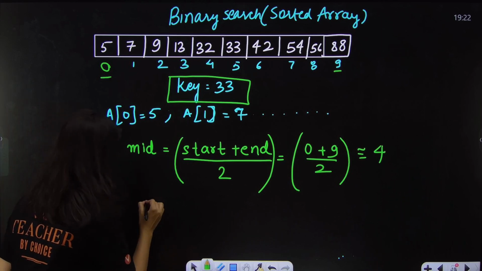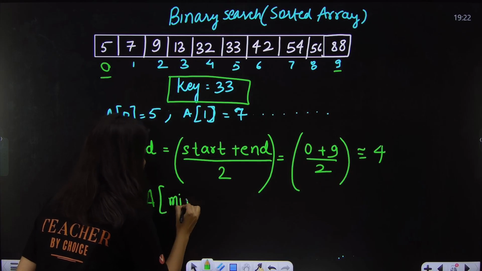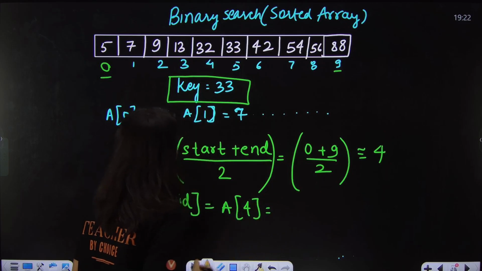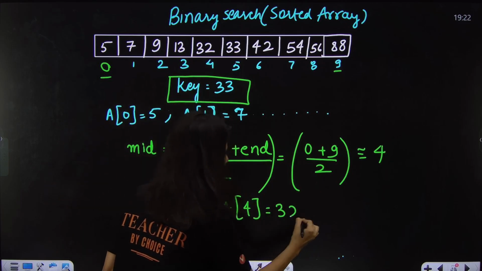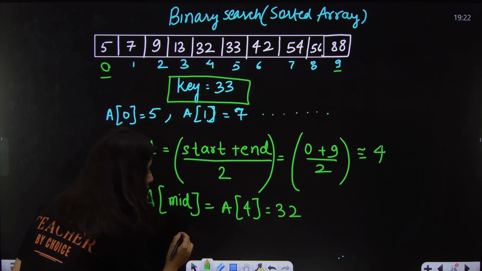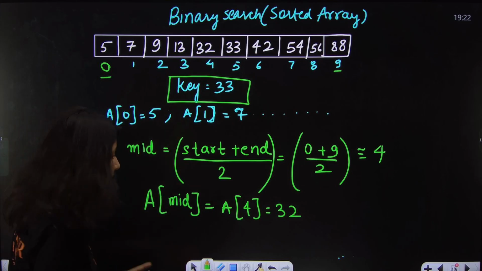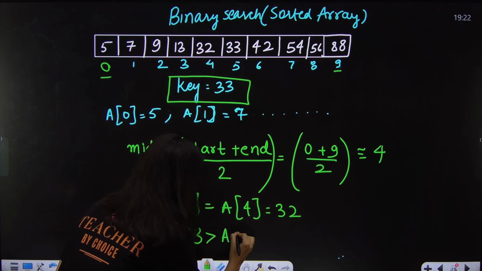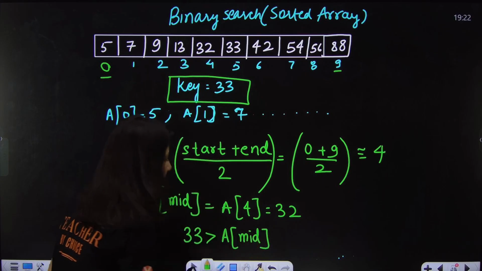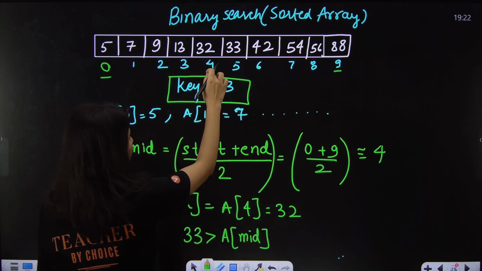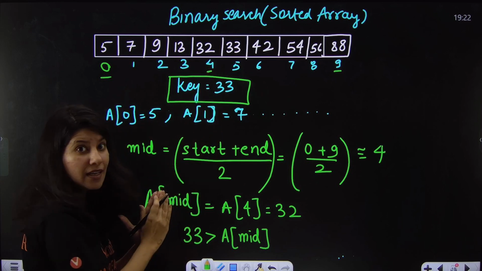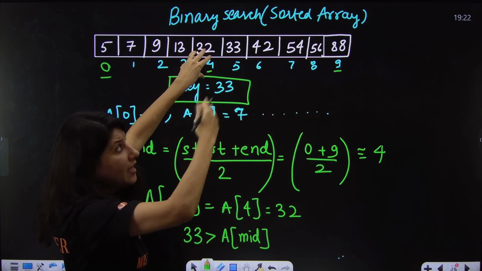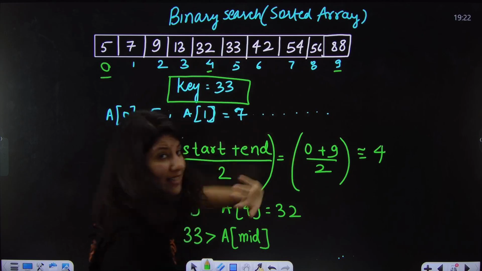Now just tell me, A of mid is what? A of mid means A of 4, fourth position, which is 32. Now you have to compare the key element and A mid. So 33 is obviously greater than A mid. This is your A mid, right? So your element 33 is greater than the mid element, which means it will come on the right hand side of this array.